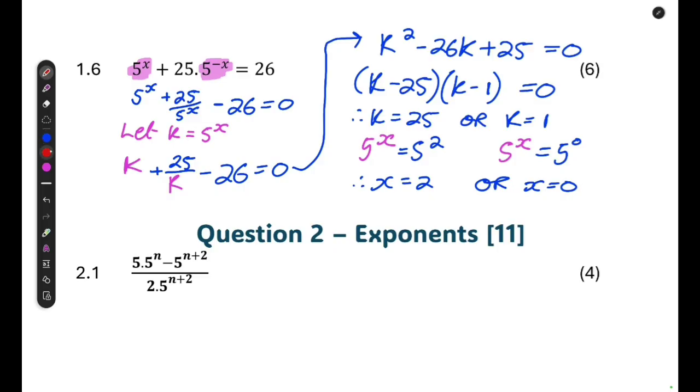Okay, 6 marks, everybody. So for doing k, or then the other method, you will get a mark there. But the mark is basically for dropping this 5 to the power x to the bottom. They don't care which method you use, as long as you get to a trinomial.